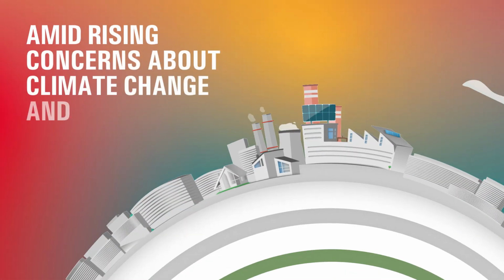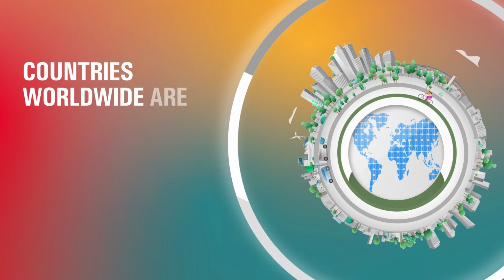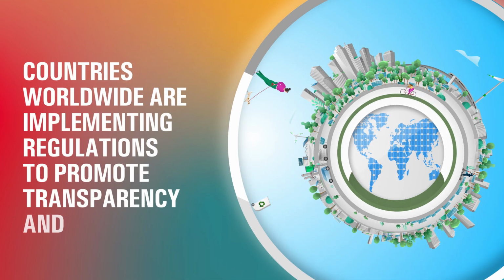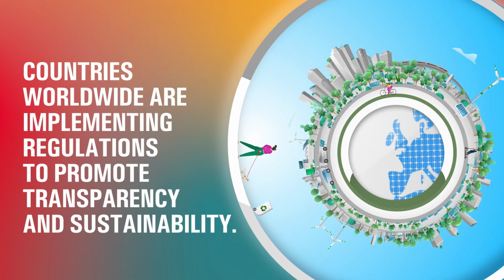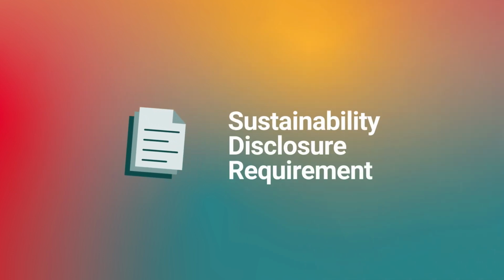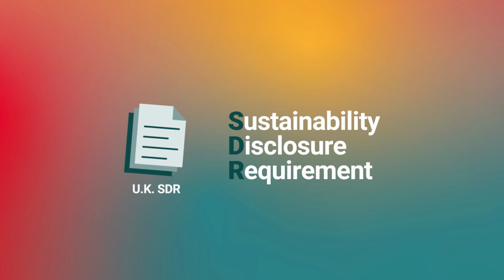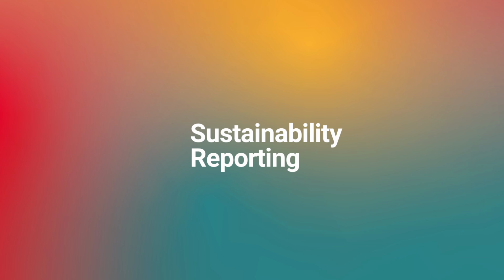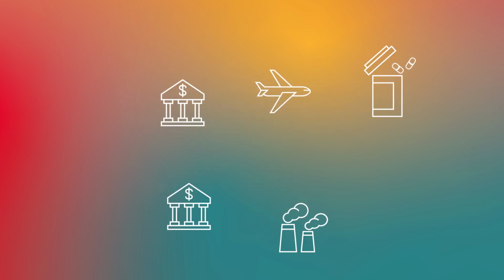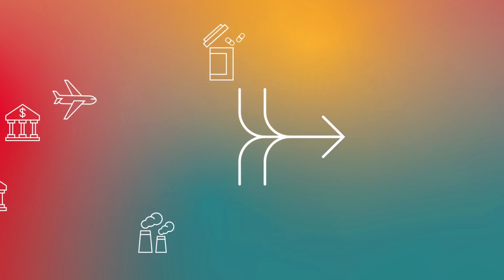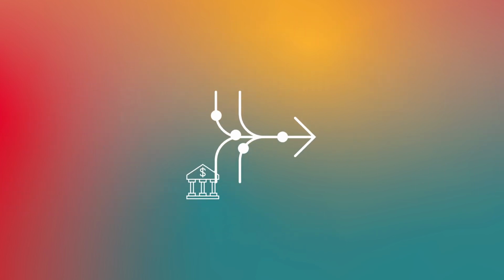Amid rising concerns about climate change and corporate responsibility, countries worldwide are implementing regulations to promote transparency and sustainability. The UK's Sustainability Disclosure Requirement, also known as the SDR, is a strategic response to this global trend. Prior to the introduction of the SDR, sustainability reporting in the UK was fragmented, with different sectors and industries often using different standards. The SDR consolidates these multiple streams of sustainability-related reporting requirements into a singular, robust framework.